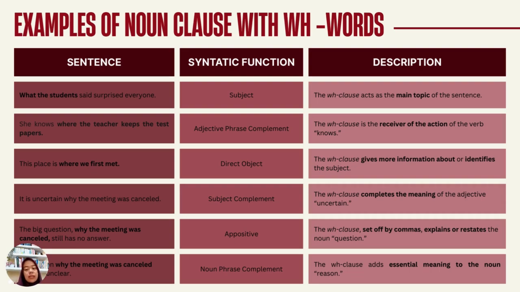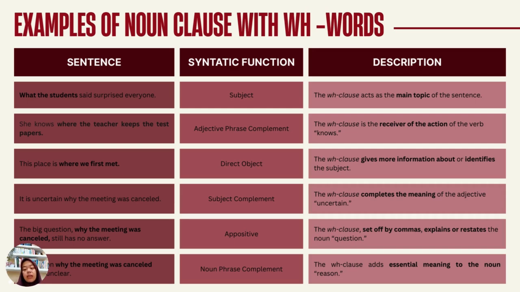And then the fourth example: it is uncertain why the meeting was cancelled. The function is as adjective complement, and the clause why the meeting was cancelled completes the adjective uncertain. What is uncertain? The reason why the meeting was cancelled.